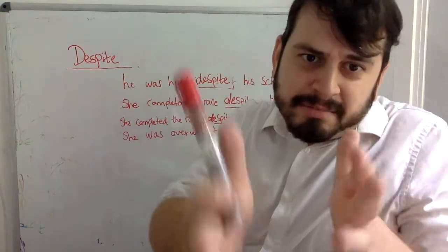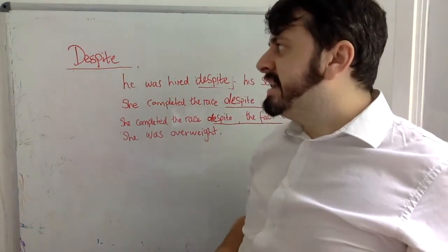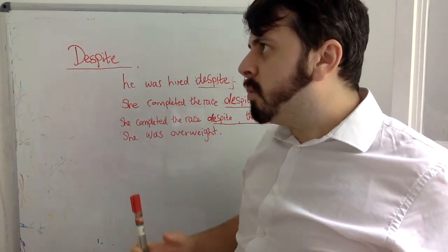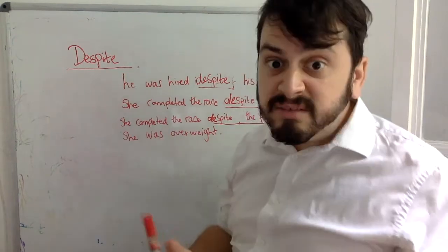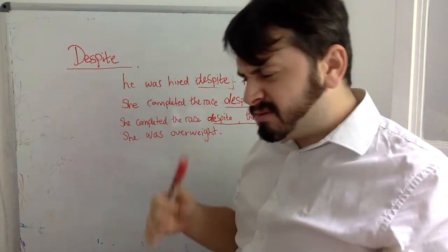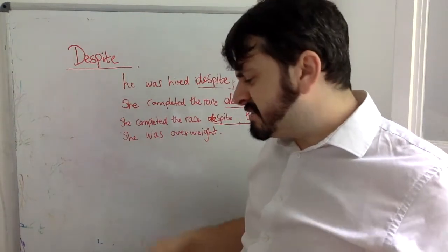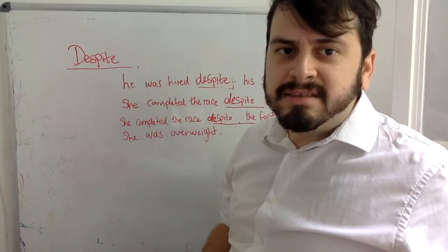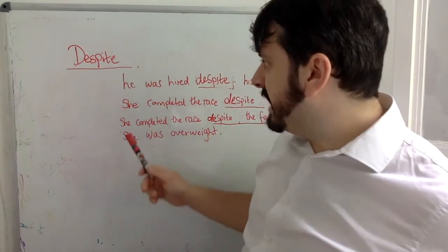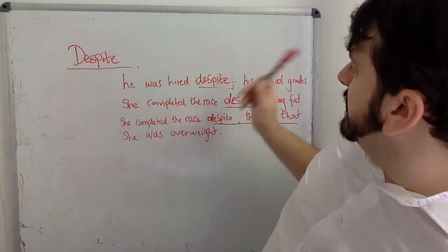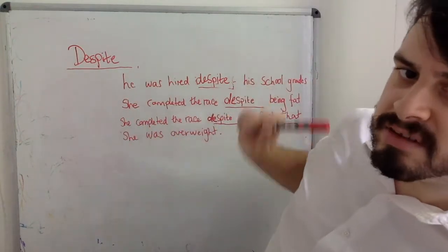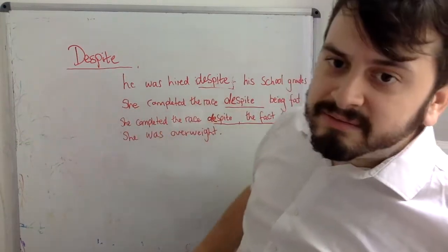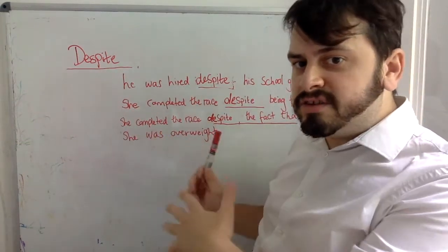If you wanted to know a little bit of a difference, what I would say is maybe in spite of is more informal than despite. Maybe you would see despite when you read a book or a magazine, and if you want to be formal, but in spite of is informal. So again, he was hired despite his school grades, despite plus noun phrase or noun. She completed the race despite being fat, despite plus gerund.